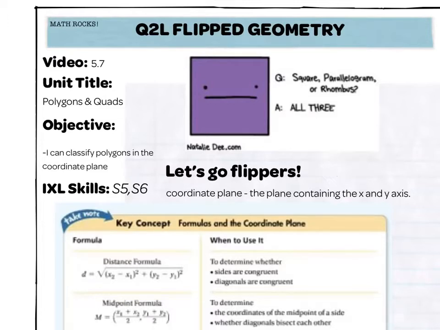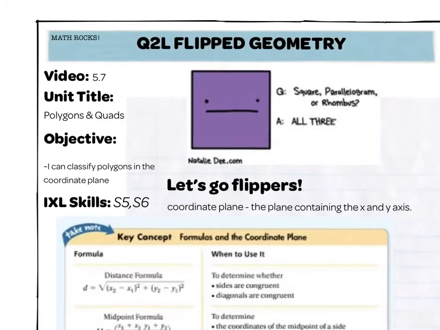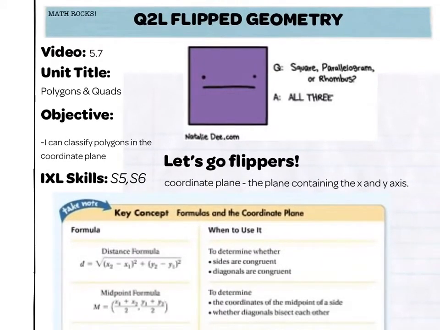Our work today, you should be thinking about 3 things. I can figure out the perimeter of a figure. I can figure out the area of a figure. And I can also classify the figure. I can tell you whether it is a scalene triangle or a rhombus. And I can tell you what the area, perimeter, and the classification is. So classify. All right, so let's go, flippers.